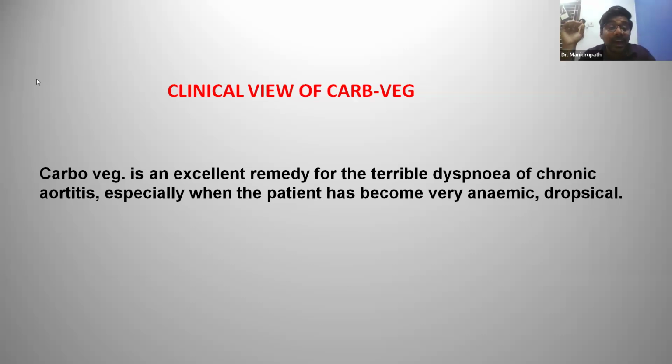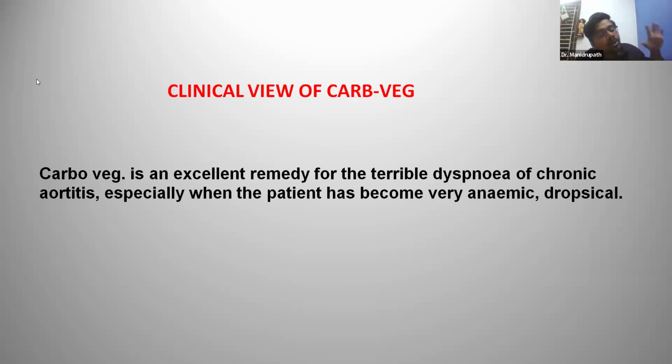Carbo veg is an excellent remedy for terrible dyspnea of chronic cases, especially when the patient has become very anemic and dropsical. Interestingly, we had a discussion in our paid group. I asked about some dropsical conditions with heart complaints. Everyone was giving Apocynum, Apis, or some other. Whenever you find dropsy, it is not always Apocynum. You need to understand why the patient is in a dropsical condition, what pathology is affected.